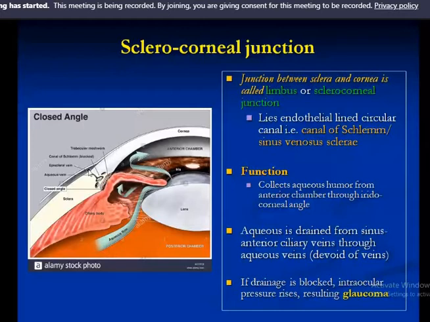बुझ्यो म्याम। Anterior chamber, iridocorneal junction, canal of Schlemm, aqueous vein, then we have got the anterior ciliary vein. यो यसको.